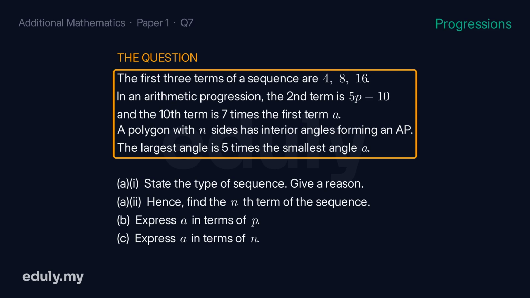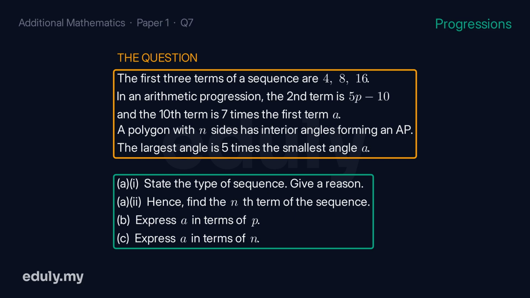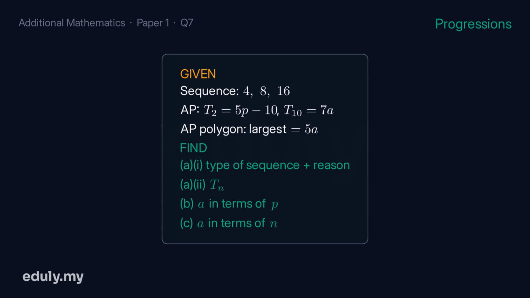The amber box covers everything given to us, and mint boxes everything we need to find. So here is what we are trying to find. 3 tasks. Identify the G.P., find its nth term, then solve 2 arithmetic progression problems.